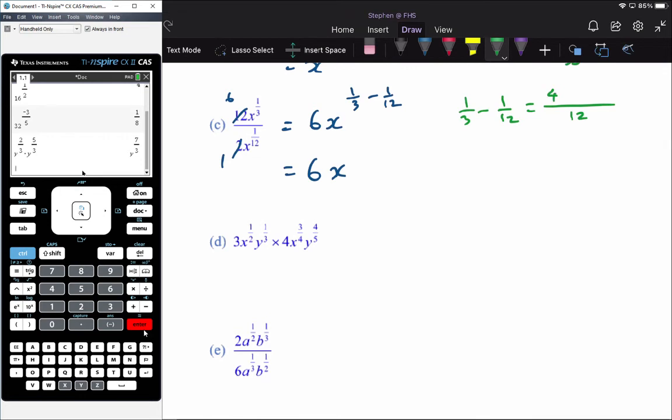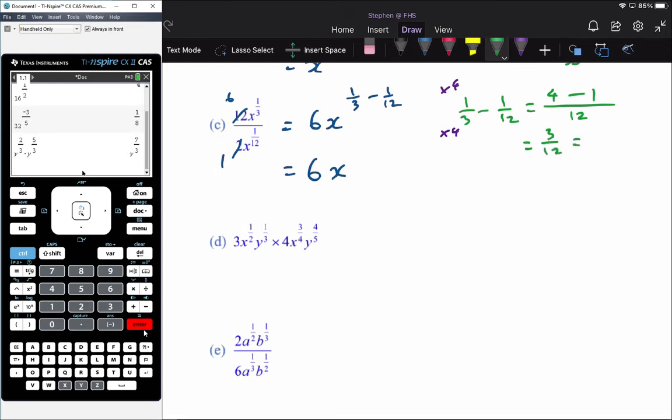And how did I get that? Well, all I did was, to get 3 to 12, I needed to multiply by 4. So multiply the bottom by 4, and multiply the top by 4 as well. So the 1 becomes a 4, and the 1, well, that just remains 1. So 4 minus 1 is 3.